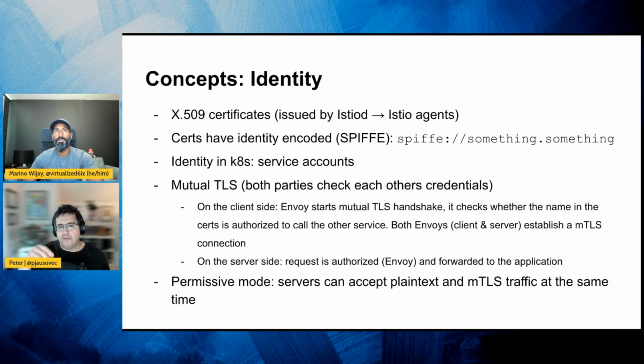So what the Envoy proxies know how to do is they know how to do the mutual TLS, right? They know how to do the handshake, but they also know how to check for that encoded SPIFFE ID, right? And determine the identity that certificate represents.